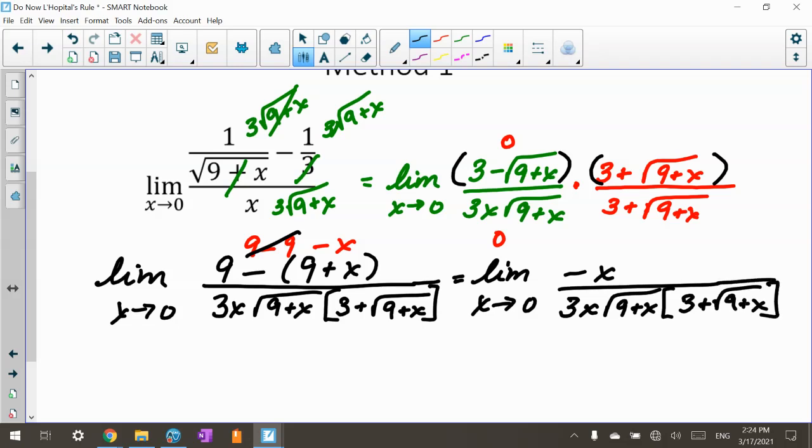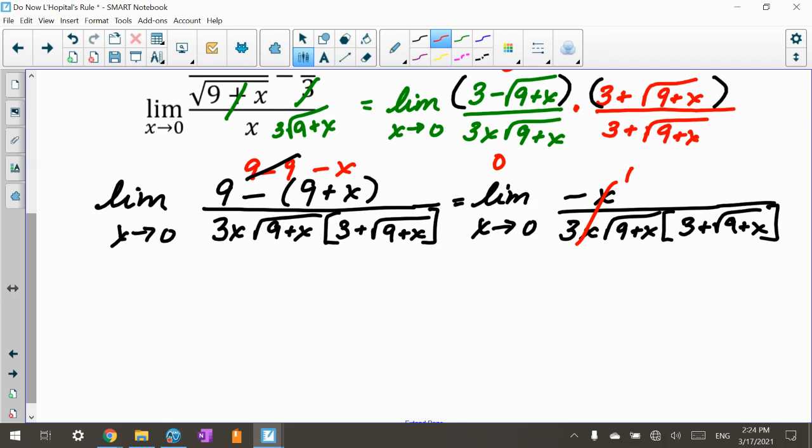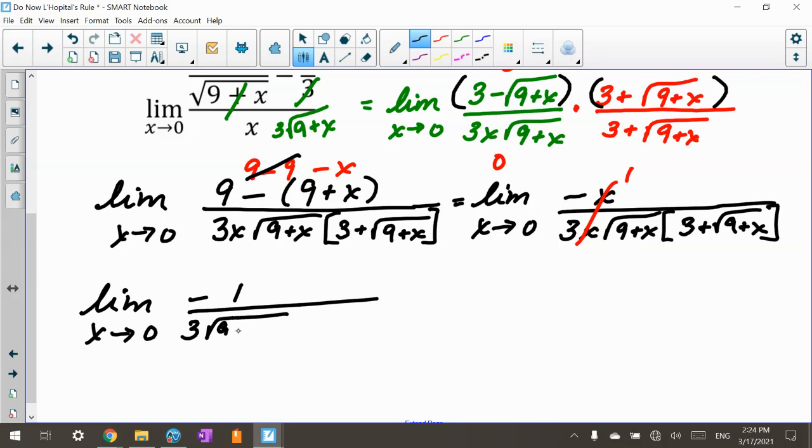Okay? Now, if you see it here, I've got a factor, factor, factor, factor. So here I can cancel and divide to make a 1. So I'm going to see after all this algebra if it helps me any. I've got the limit as x approaches 0 of negative 1 over 3 radical 9 plus x times 3 plus radical 9 plus x. Okay?